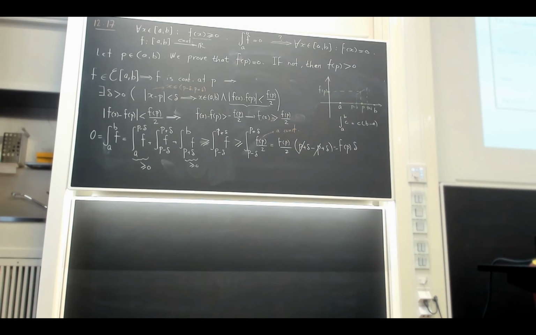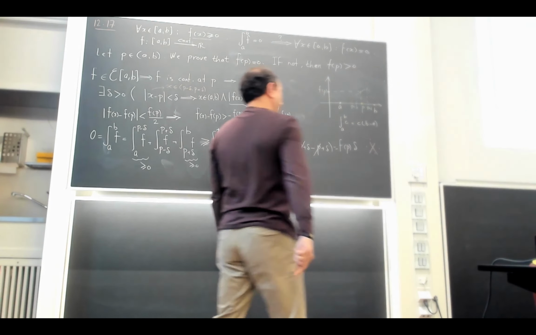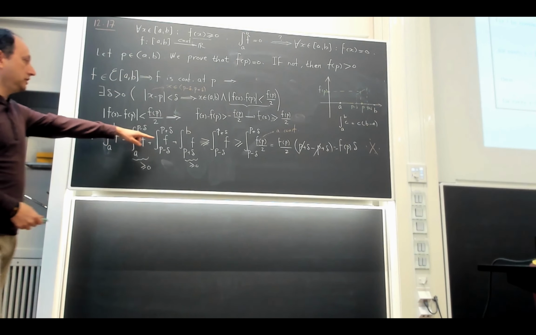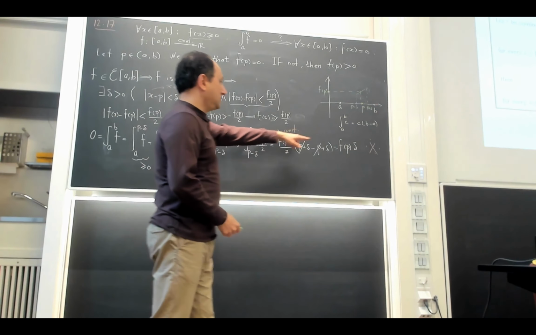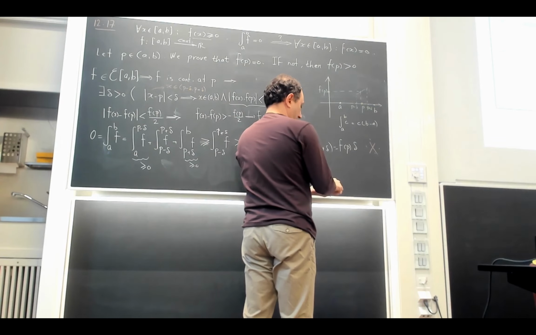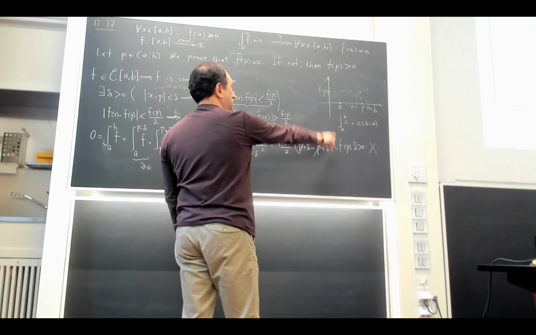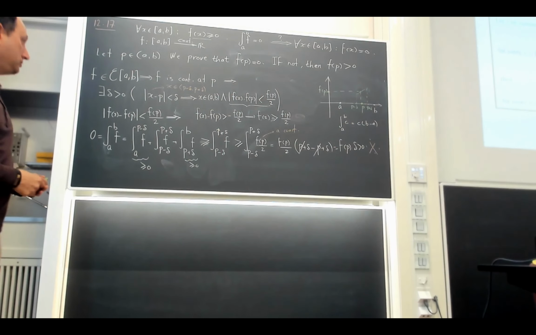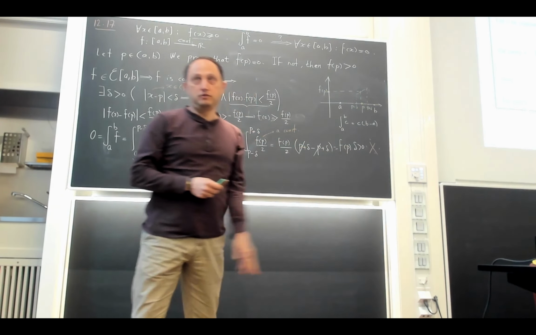But this is a contradiction. Why? Why is this a contradiction? Because you look, 0 is equal to this, is greater than or equal to this, greater than or equal to this. But this one is strictly positive, because f of p is strictly positive, delta is strictly positive, so the product is strictly positive. So this means 0 should be strictly positive, which is a contradiction.